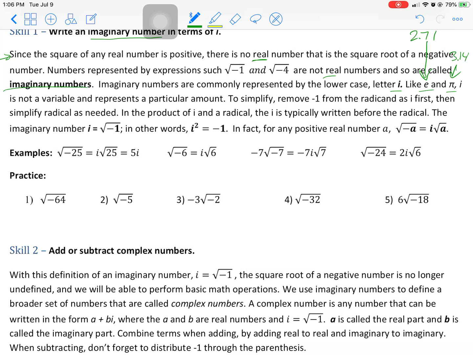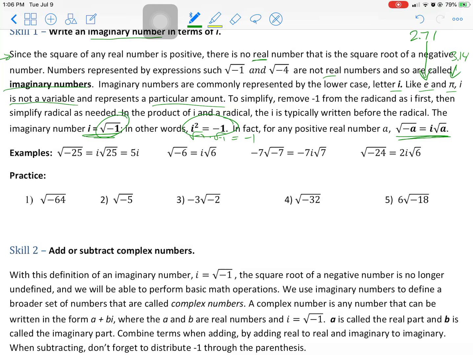So i stands for imaginary numbers. It's not a variable. It represents a particular amount, okay? The particular amount is the square root of -1, and i is the square root of -1, okay? It's an imaginary number. In fact, i squared is the square root of -1 times the square root of -1, which is -1. So if you have i squared, you have a -1, okay? So that's kind of the formula for that.